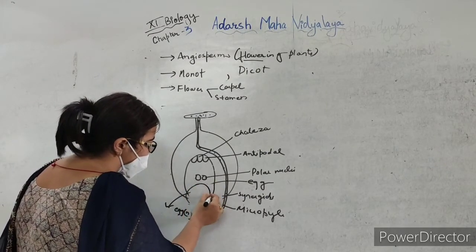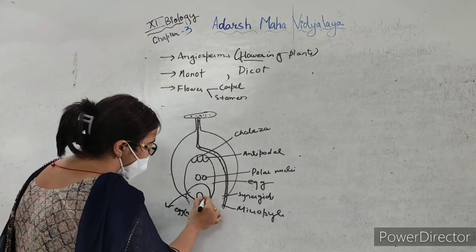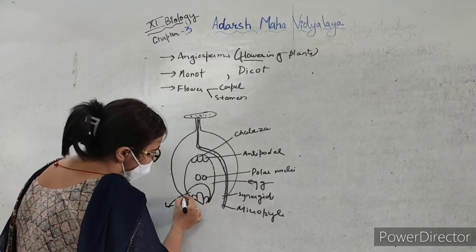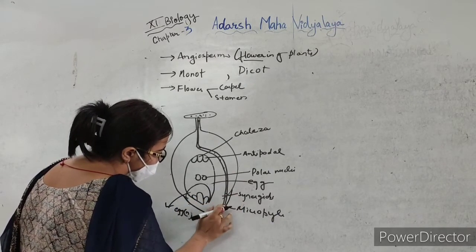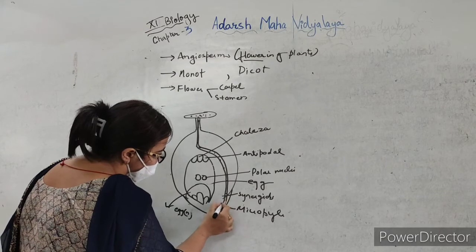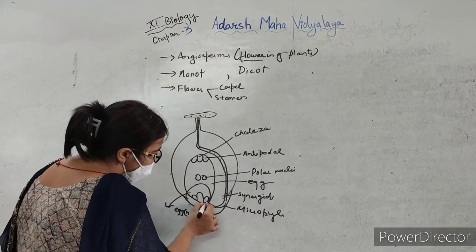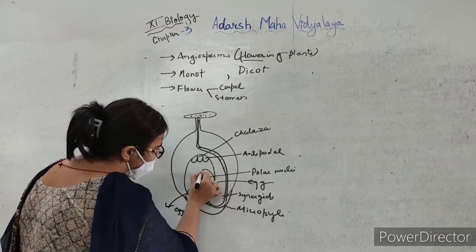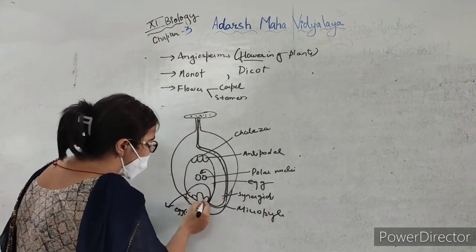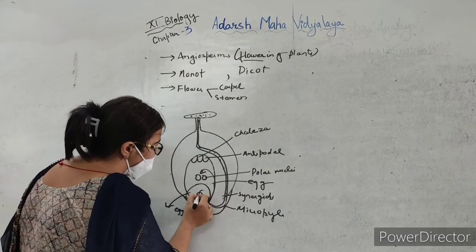This is the egg apparatus. This is the egg, and this was the pollen tube entering here. So one of the male gametes will fuse here with the polar nuclei, and one will be fusing with the egg.